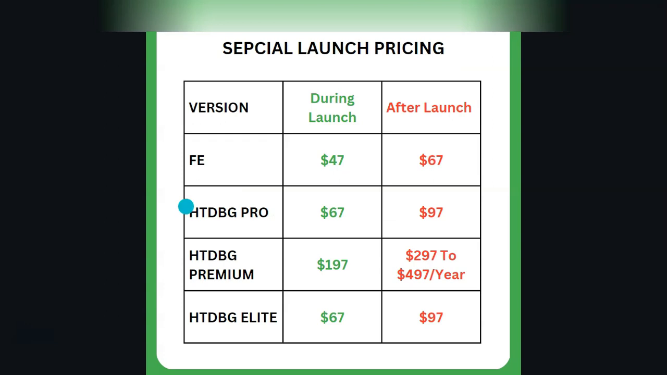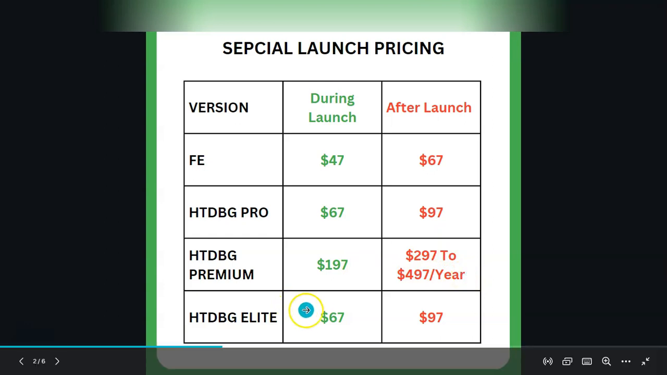During the launch you will have these prices: $47 front end, Pro version for $67, Premium version for $197. That is the editor tool that helps you create unique books. And after the upgrade it will turn into an annual subscription that could be $297 up to $497. And this is the Elite. You can get this for $67, and with after launch you can get this for $97.